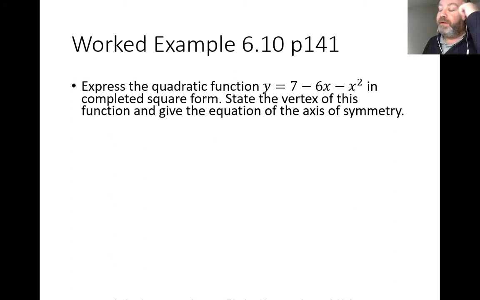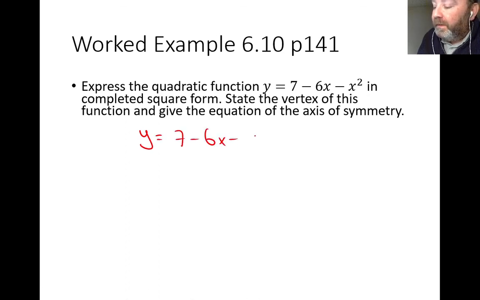Express the quadratic function y equals 7 minus 6x minus x squared in completed square form, and then state the vertex of this function and give the equation of the axis of symmetry. Now, what's the difficulty here? The difficulty here is that my x squared is negative. So at the end of the day, the completed square form can only be used on a quadratic equation that has a positive x squared term. Okay, keep that in mind.